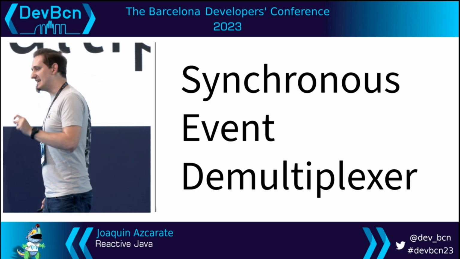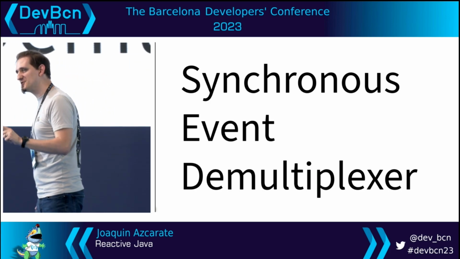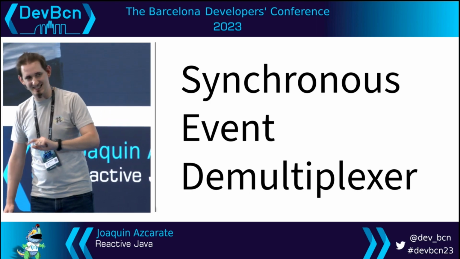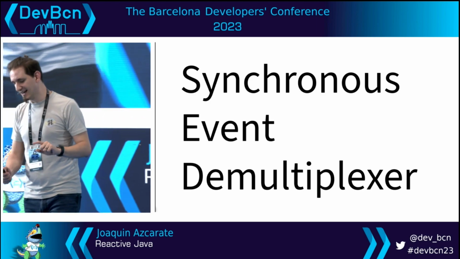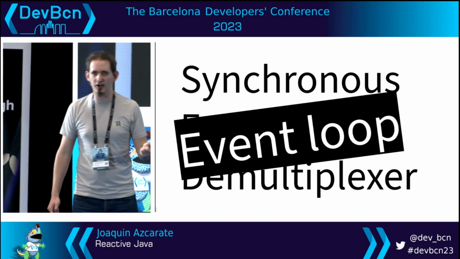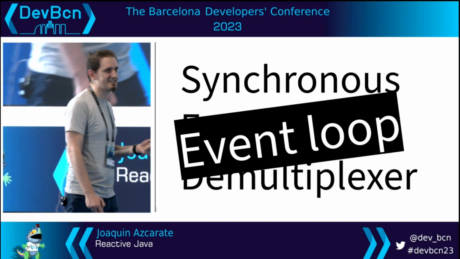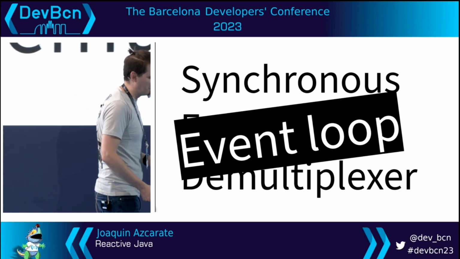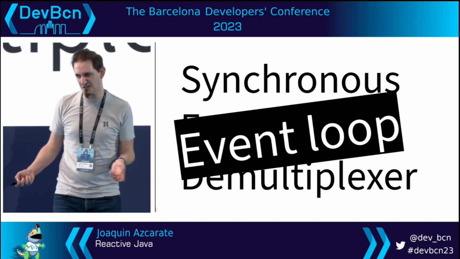If by synchronous event demultiplexer, I haven't convinced you that this is the best word that you've learned in these 8 hours, this is basically an event loop. Like if you are into JavaScript development, this is the event loop. But event loop is a much sillier term than the synchronous event demultiplexer.